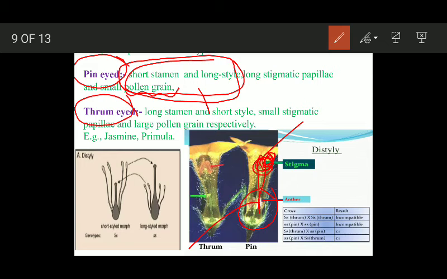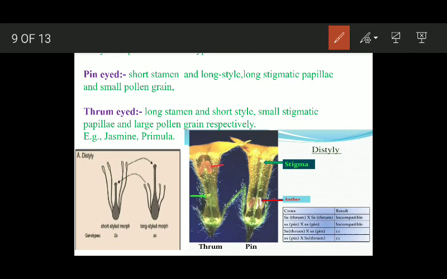Flowers having short stamens and a long style are known as pin flowers, and thrum flowers are those having long stamens and a short style. It has also been found that these flowers have small stigmatic papillae and large pollen grains. You can remember here that thrum flowers have long stamens, because of which the anthers are at the top, and a short style, due to which the stigma is at the bottom. Distyly is found in jasmine and primula.